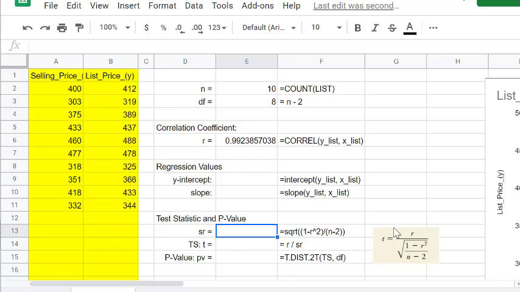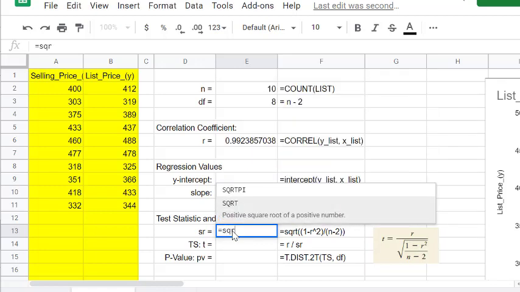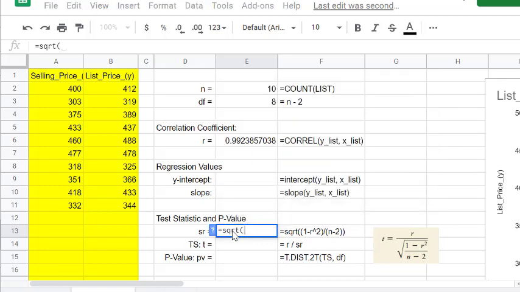For the test statistic, it's going to be r divided by some square root. It's called the standard error of the correlation, but let's just call it SR for now, and notice that this is just a square root command. So this is just the denominator of your test statistic. Let's type SQRT, open parentheses. We just do the square root. So that's 1 minus r squared.